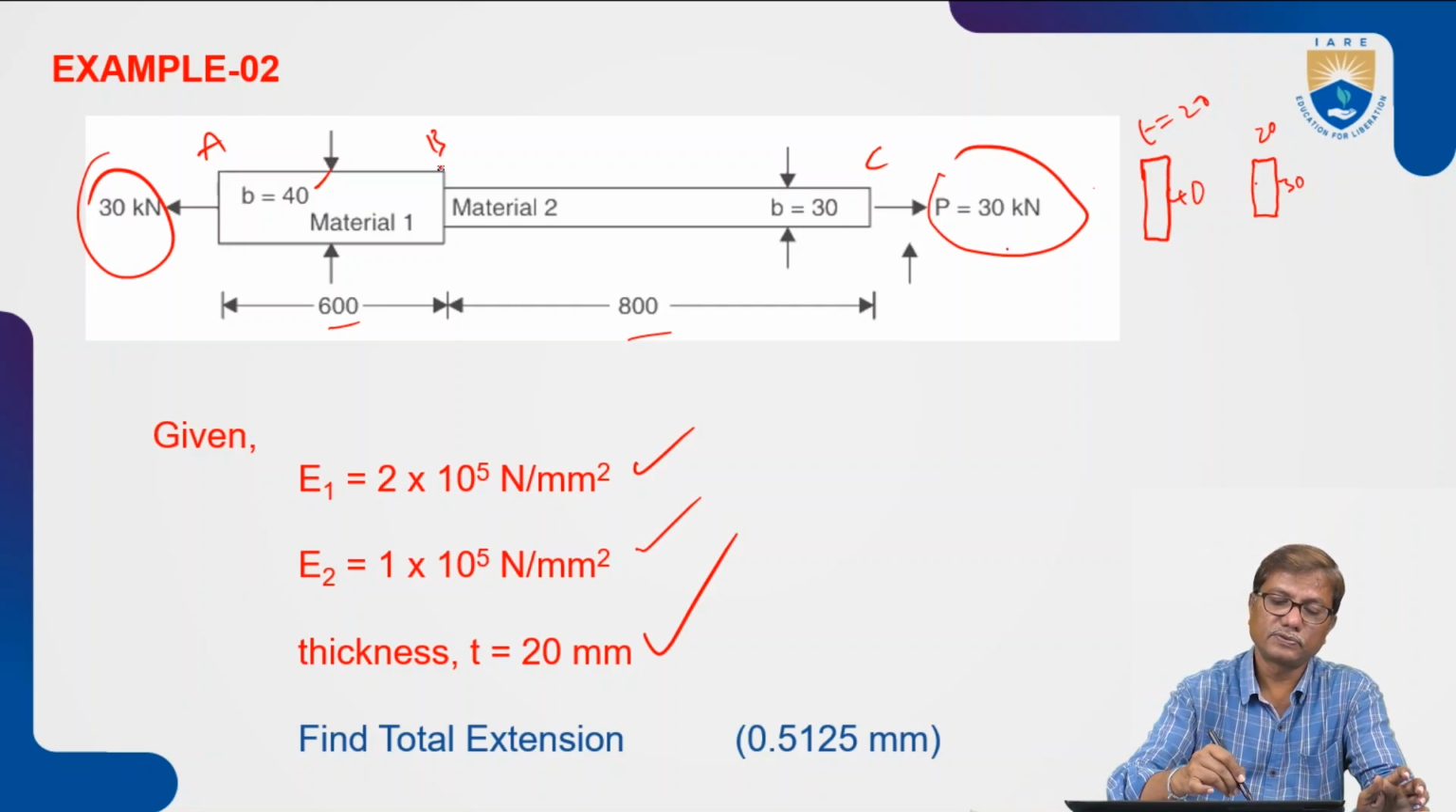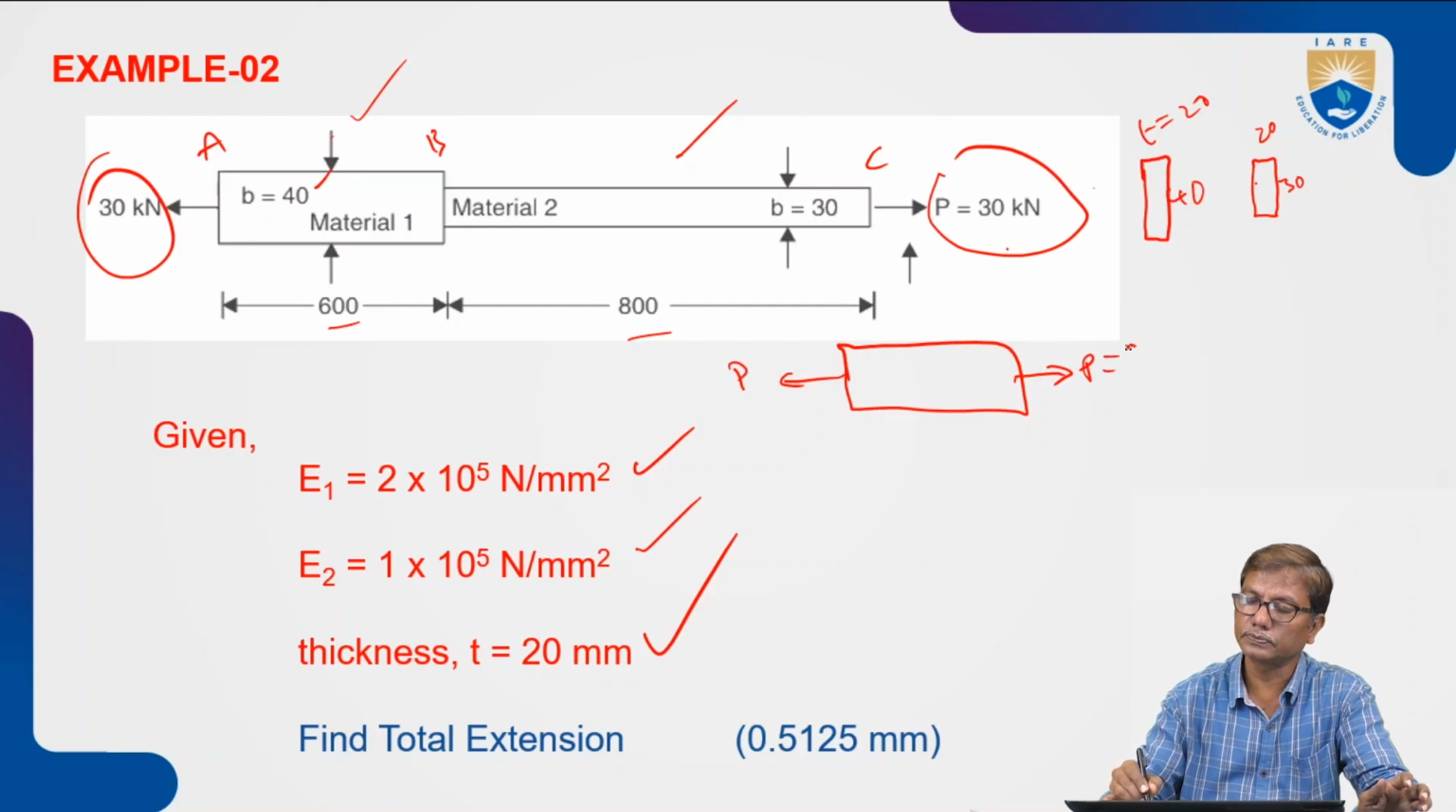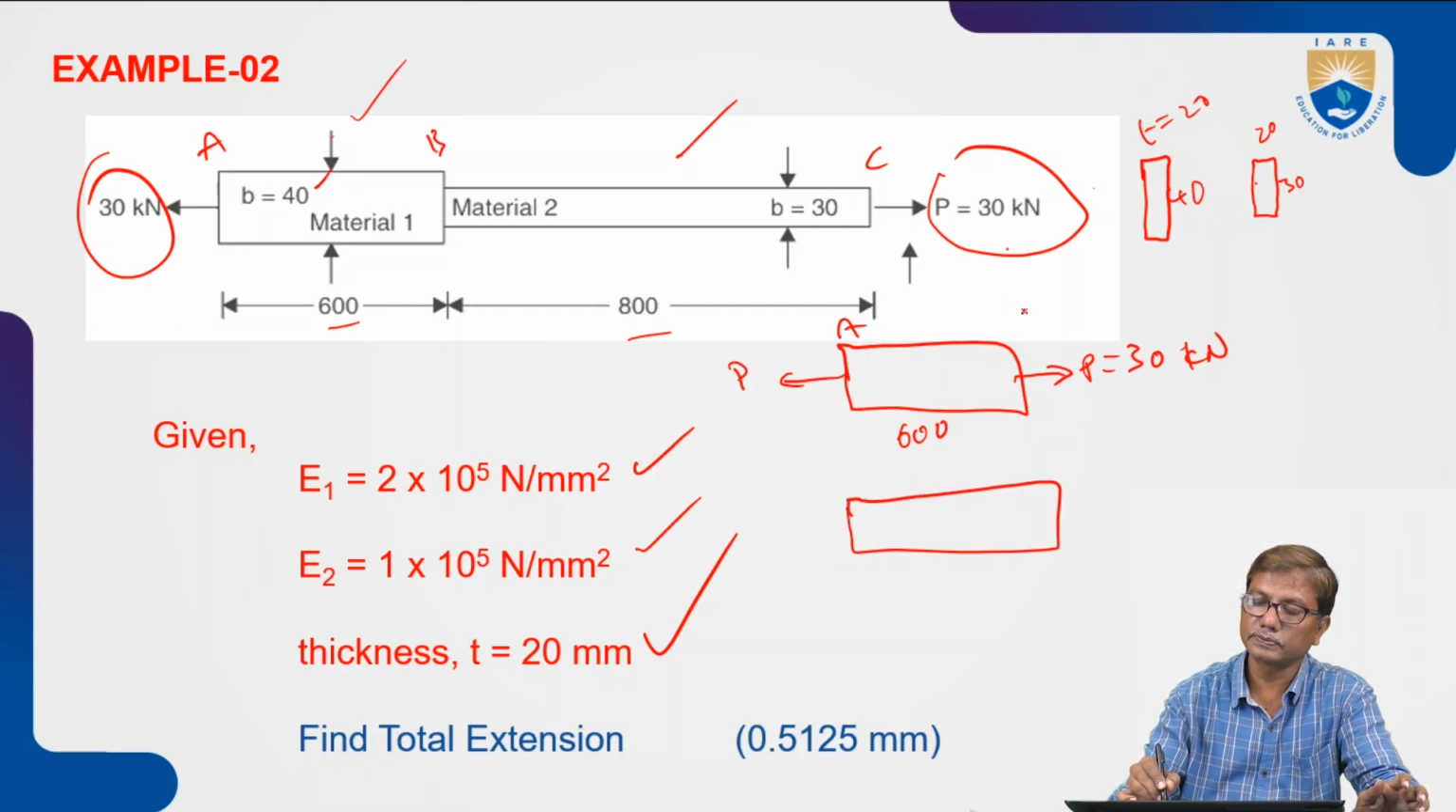So if you consider the free body diagrams of portions AB and BC, both of them are subjected to same pull, 30 kilonewtons. So length of AB is 600 and length of BC is 800 and pull is same, 30 kilonewtons.